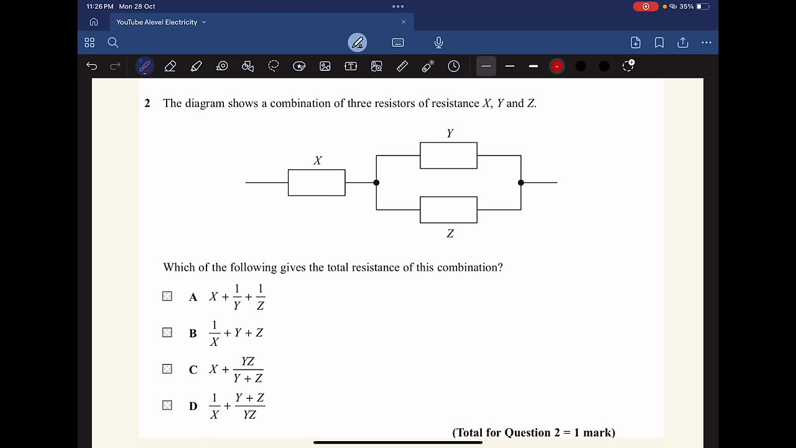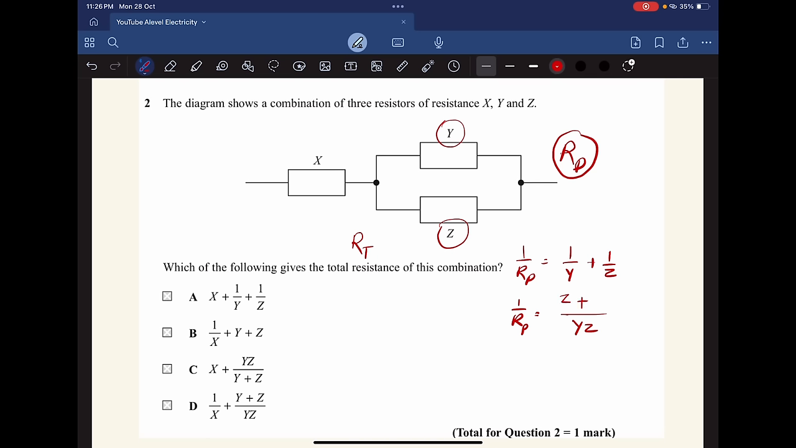In this question, the diagram shows a combination of 3 resistors of resistance X, Y and Z. The total resistance of the combination is RT. We have 2 resistors, Y and Z, connected in parallel. So now I need to get RP for the parallel connection. There is one formula: 1 over RP equals 1 over Y plus 1 over Z. So 1 over RP equals YZ in the denominator as a common factor, divided by Y to get Z, plus YZ divided by Z, you will get Y.